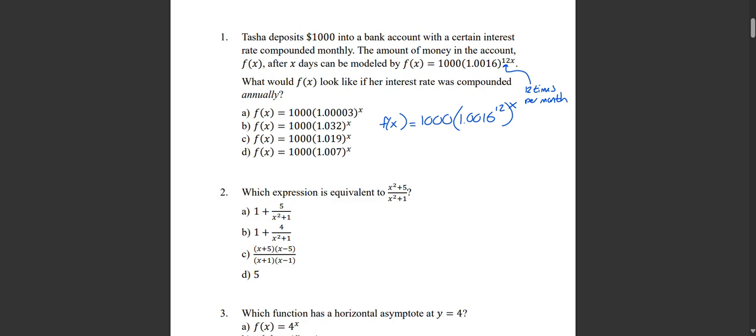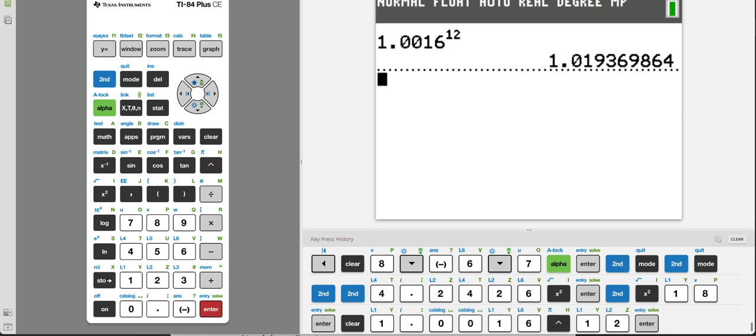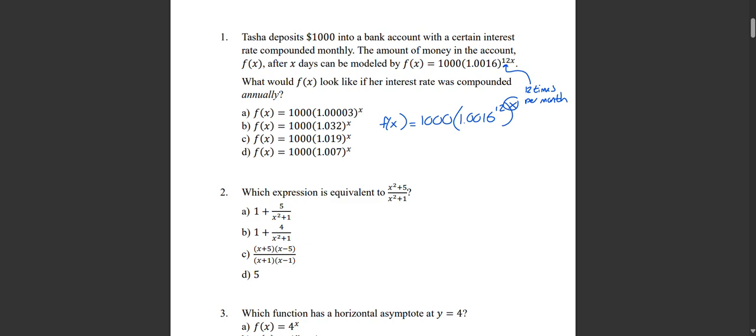Okay. And this helps me because now this function has only an x in the exponent spot, and I can go in my calculator and find out what 1.0016 to the power of 12 is. So 1.0016 to the 12, that's 1.0193. So that would be C. That would take that and convert it to an annual interest rate.